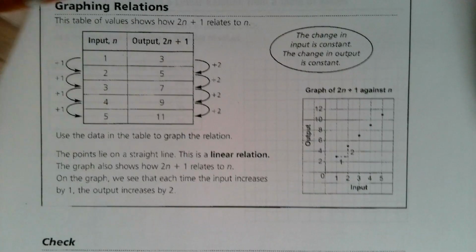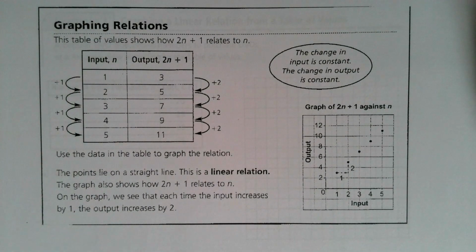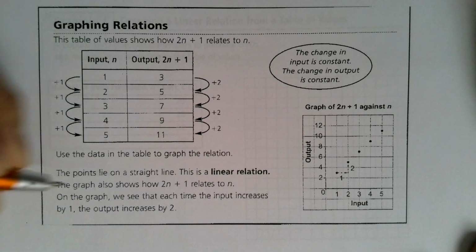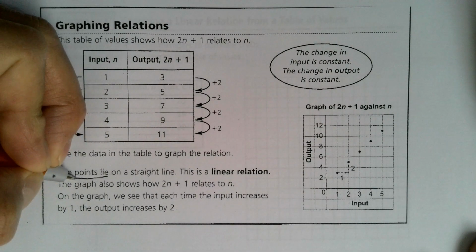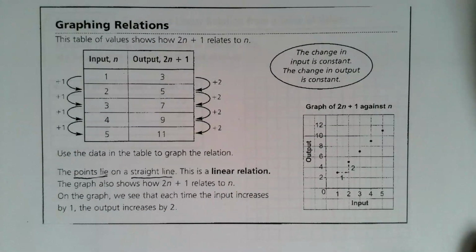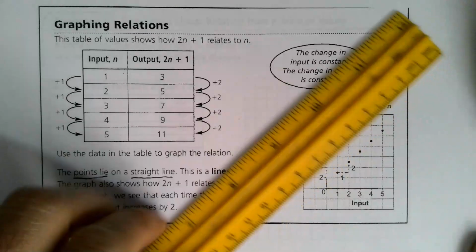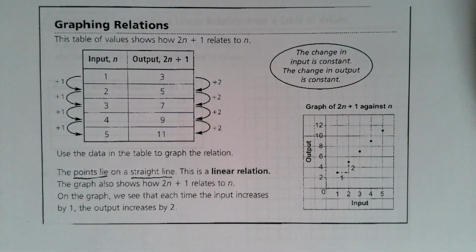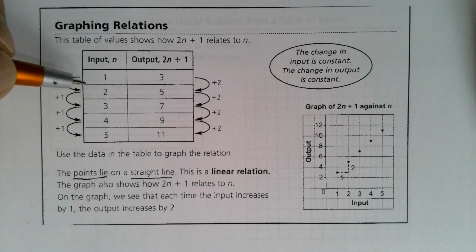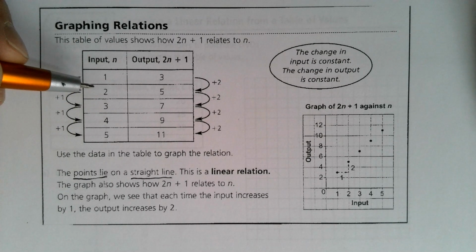Okay, graphing relations. What we need to talk about here is linear relations. Notice, for a linear relation, the points lie on a straight line. If I were to put down my ruler here, all of these points are in a straight line. Notice, a linear relation does not mean that we draw in the straight line. In this case, these are the only points in this relation. These are the only XY combinations, input-output combinations, in this relation.